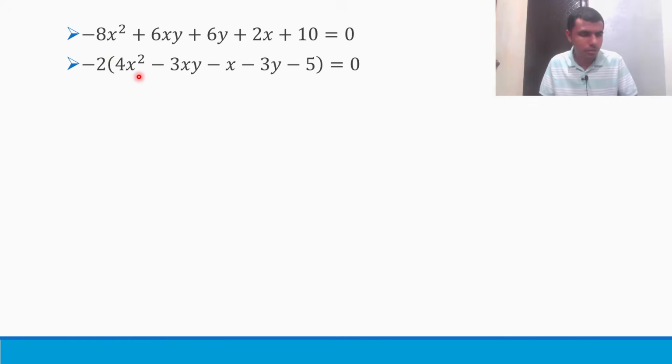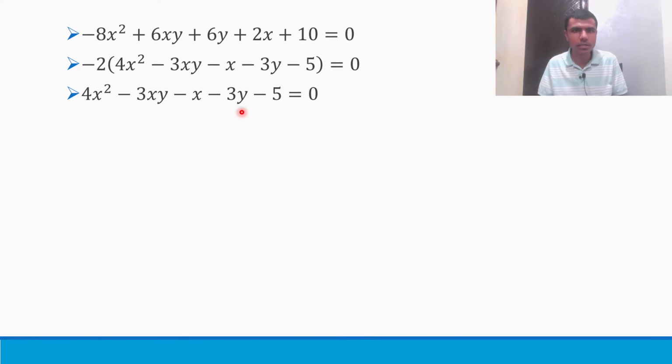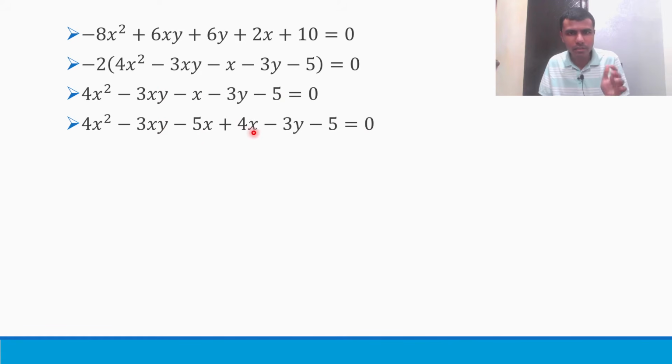So I'll get 4x square minus 3xy minus x minus 5. Now how to factorize this? See guys, the logic is that here we have 4x square, so I need something like 4x. And at the end I have 5, so I'm going to write this as minus 5x plus 4x.